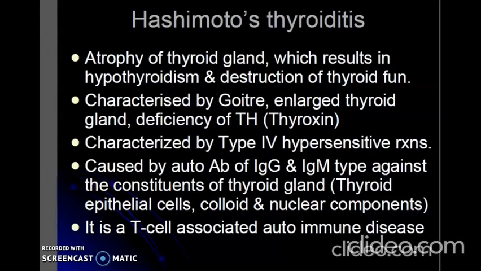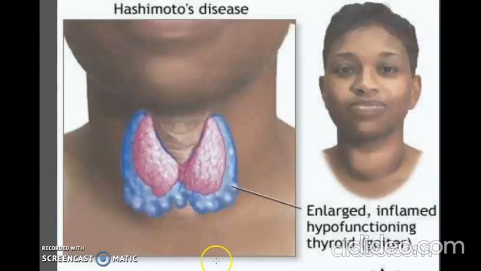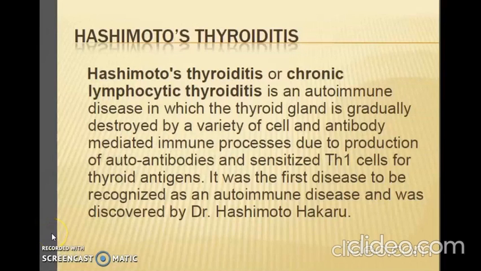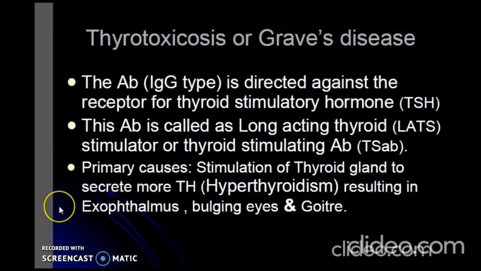It is caused by autoantibodies of IgG and IgM type against the constituents of the thyroid gland, which include thyroid epithelial cells, colloid and nuclear components. It is a T-cell associated autoimmune disease. We can see the enlarged, inflamed thyroid. It was the first disease recognized as an autoimmune disease and was discovered by Dr. Hashimoto Hikaru.